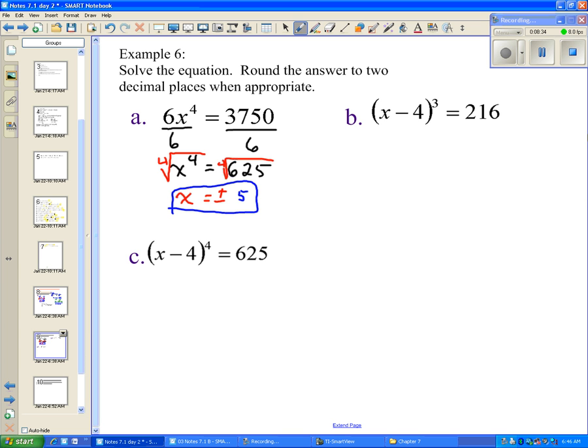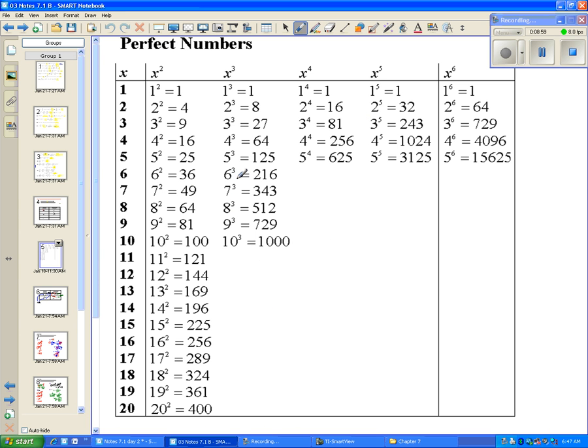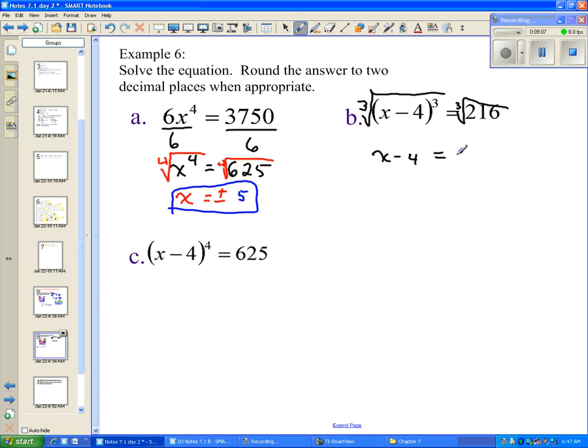Okay. How about letter B? Well, letter B, again, the thing that's to the third power is by itself. So I'm going to start by taking the third root of both sides, the cube root of both sides. On the left side, I get x minus 4. On the right side, what number times itself is 216? Again, you can look at your note sheet. Cube root, to the sixth cubes, 6 to the third is 216. So when I take the cube root of 216, I get 6.